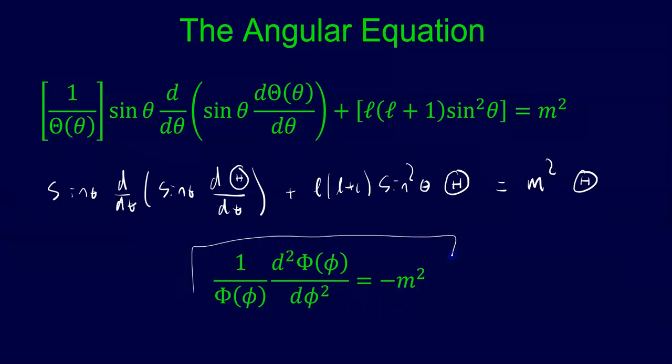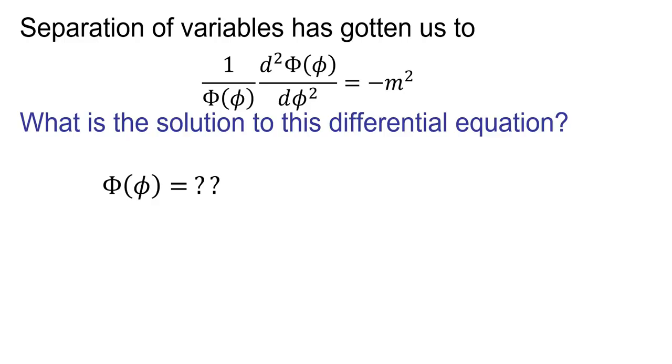So we got two differential equations, and now we're going to go through and deal with these separately. We'll start with the equation for Phi, because as you can see it looks a little simpler. Why don't you take a second now and see, separation of variables has gotten us to this equation for capital Phi. What is the solution to this differential equation? Go ahead and think about that.